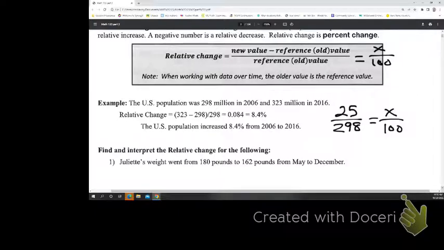So number one, we already did the subtraction. We know that her weight went down by 18. And then how much was it originally? 180 pounds. So then when I figure this out, whether I divide and move the decimal or I cross multiply and divide, then we come out with negative 10%. Or the negative is going to be taken care of in my sentence. I could say Juliet's weight decreased by 10%.